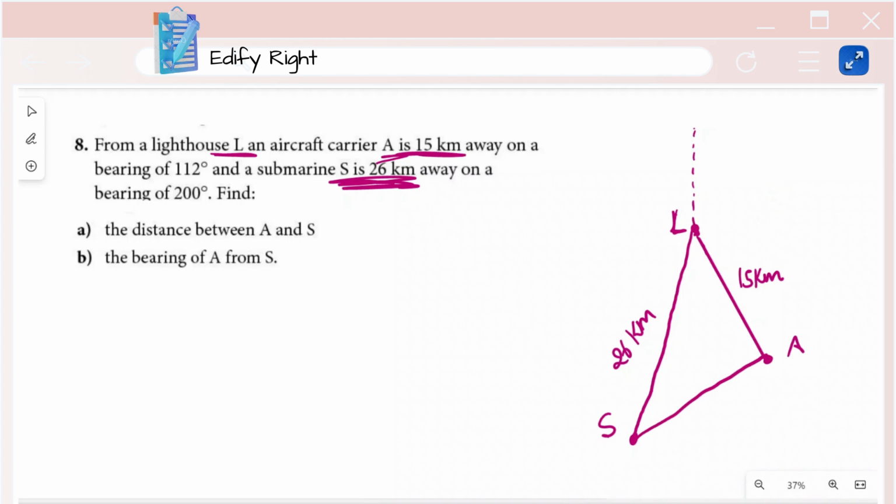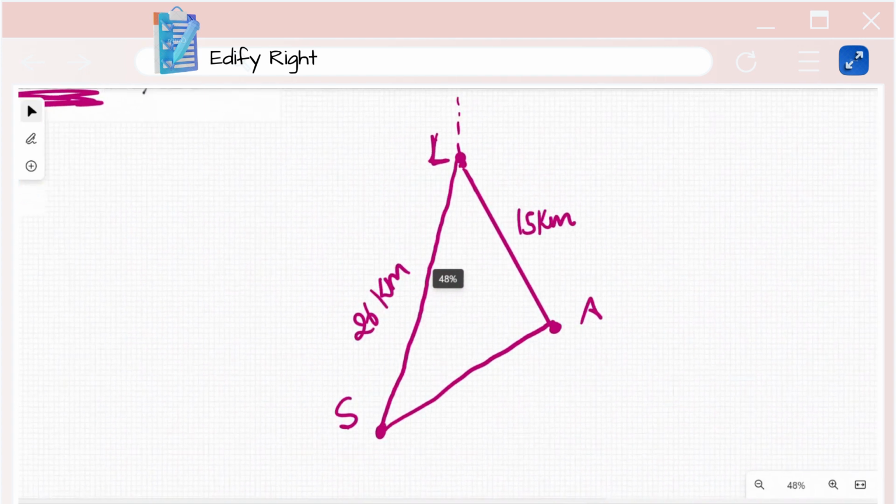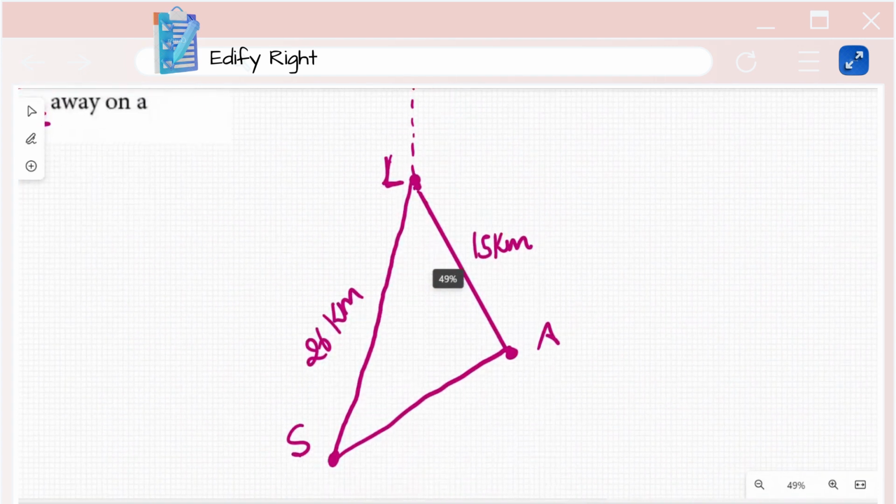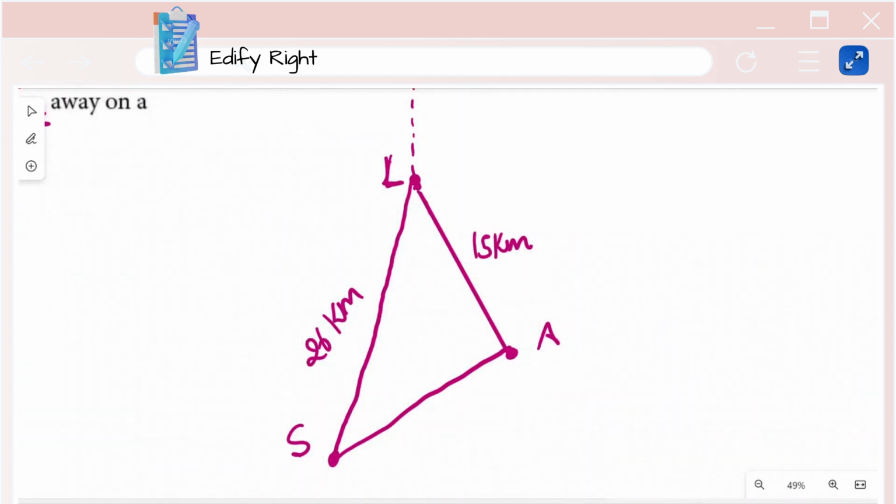Now let's join A and S. This way you have a triangle LSA. The first thing you're asked to find is the distance between A and S. Before we find the distance between A and S, let's try to figure out the angles, because if we are supposed to use the sine rule or cosine rule, we need one or the other angle.